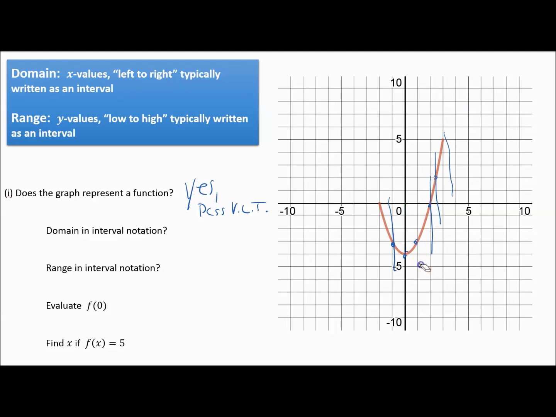Now, what's the domain? Domain right there at the top for you, that's the x values. The x values from left to right. The furthest to the left, the graph goes as there. The farthest to the right, the graph goes as there. But we're only talking about x values. So it starts here, and if I draw that on the x-axis, it ends here. Do you see that? So I'm just going from the graph to the line, from the graph to the line. There is my domain.